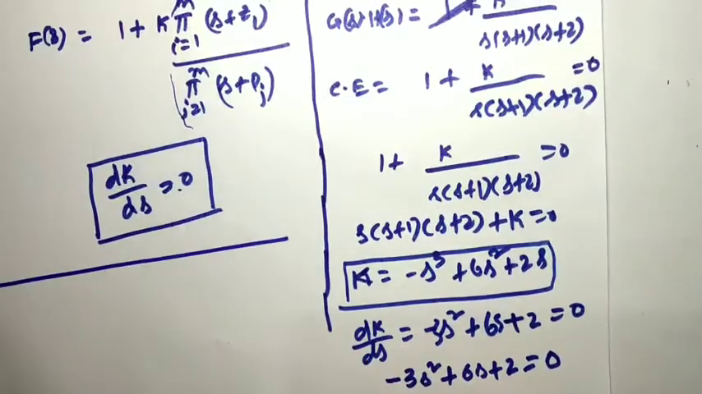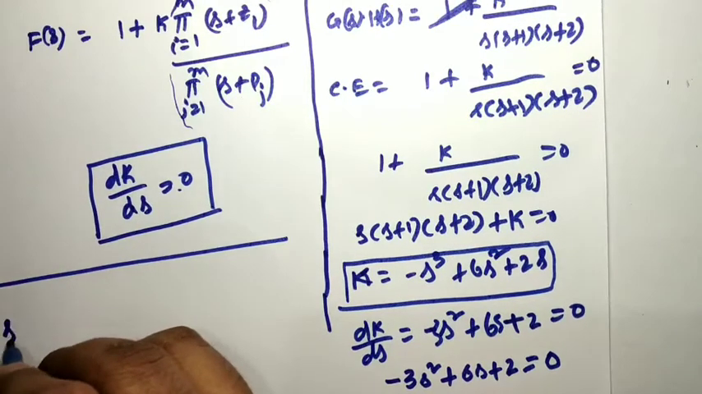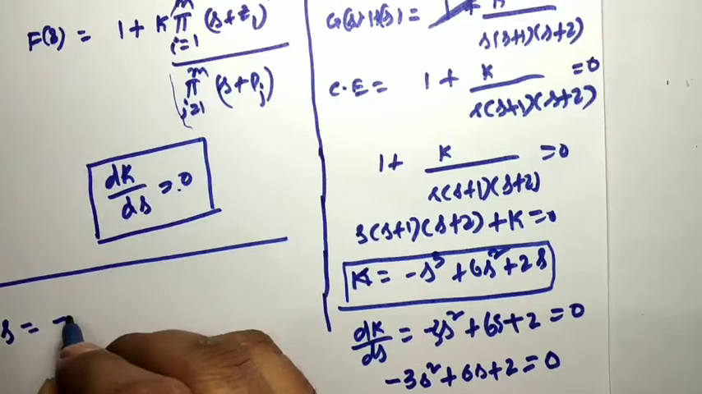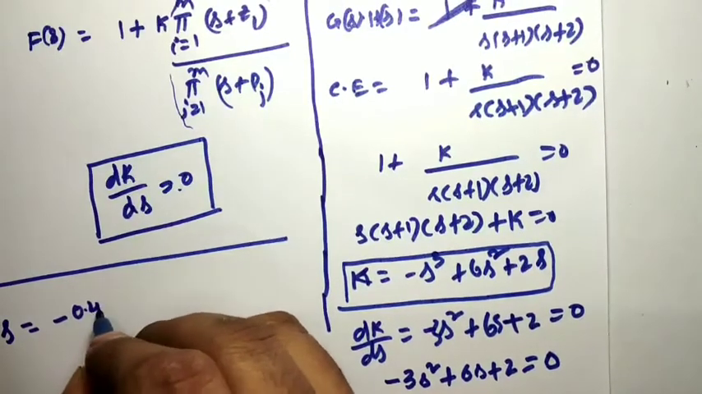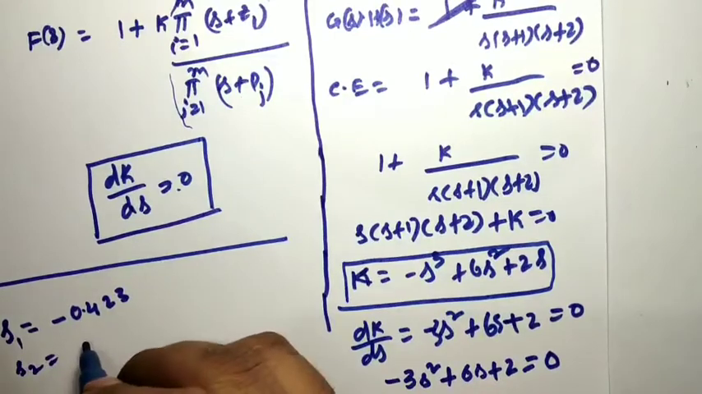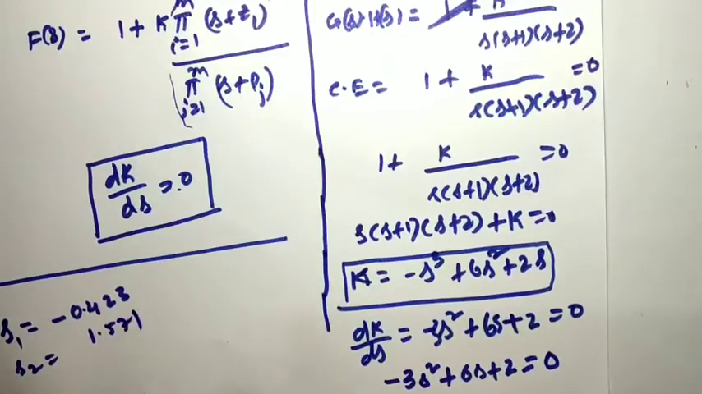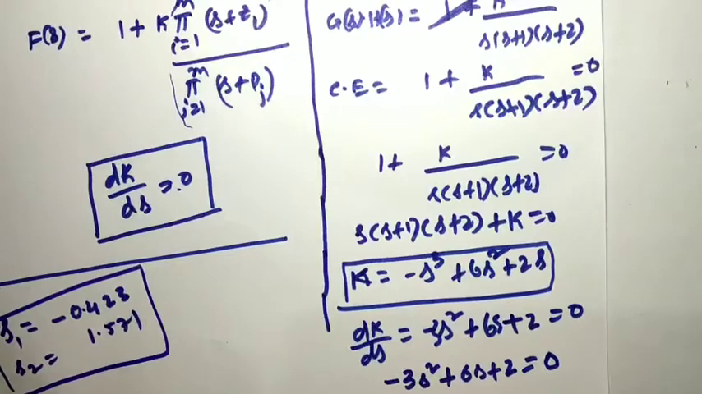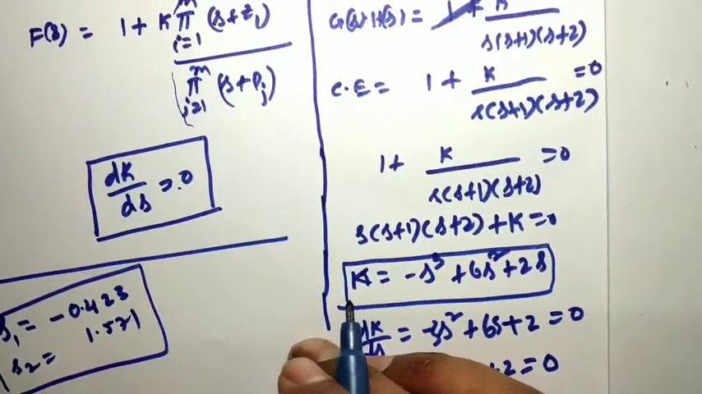You get the s values; you just check with the calculator. So you will get s is equal to minus 0.423, and another root is minus 1.571. So we want to know which is the breakaway point.